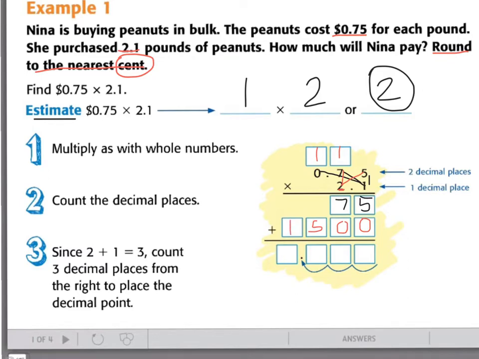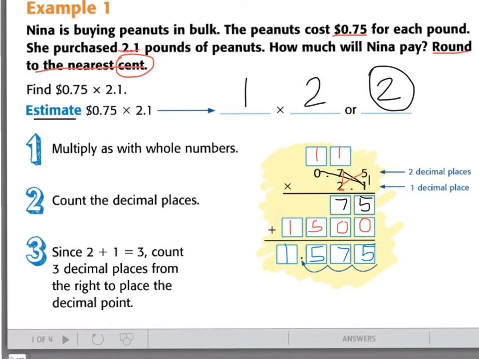So now I'm going to add these two products together to get my final product. 5 plus 0 is 5. 7 plus 0 is 7. 5 and 1. Now I'm going to check and see.